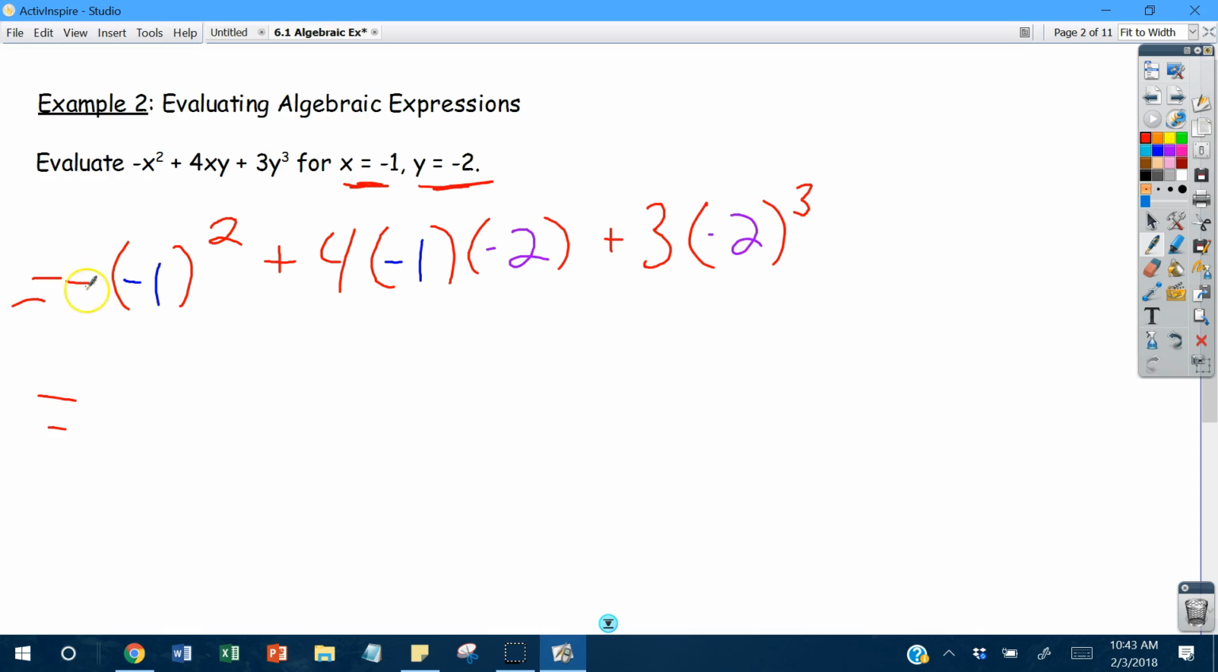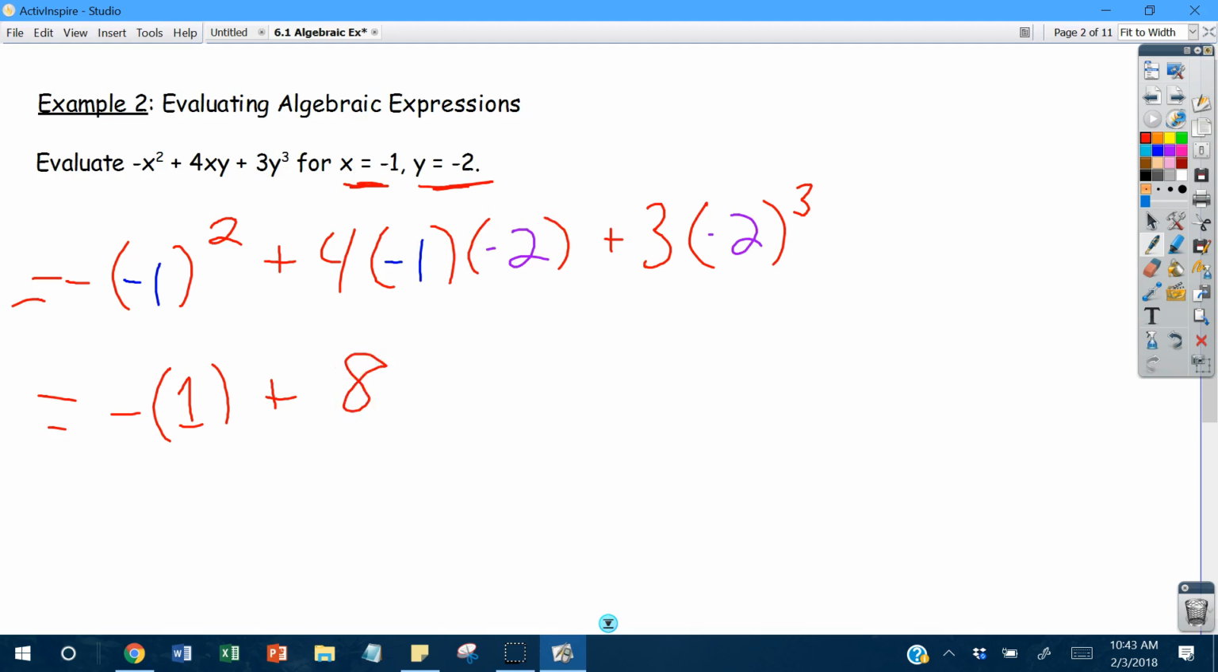So we have a negative, and then this is -1 squared. So this is just 1. -1 times -1 is 1. We can do this multiplication in the middle. Why not? Let's multiply 4 times -1 times -2. The negative signs cancel out. 4 times 1 is 4, times 2 is 8. So this is just 8 in the middle.